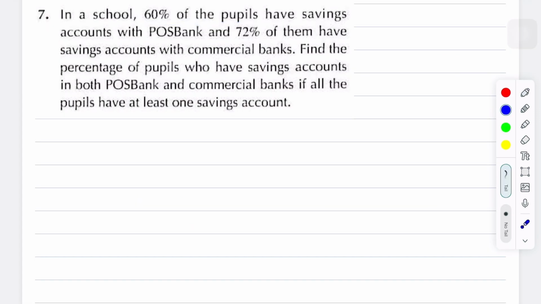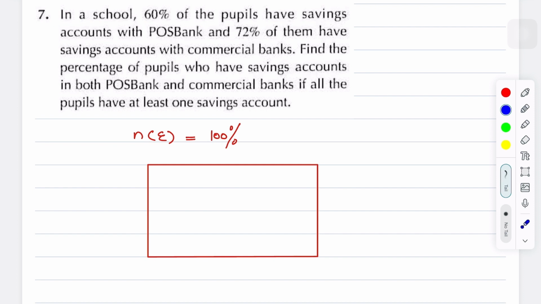Question number 7. First of all, we will try to understand the statement of the question. They said 60% of the pupils have saving accounts and 72% of the pupils have saving accounts with another commercial bank. This is 60% and that is 72%. And we know every time the total is always 100%. So that means in epsilon we have 100%.